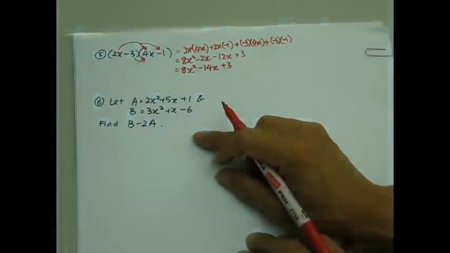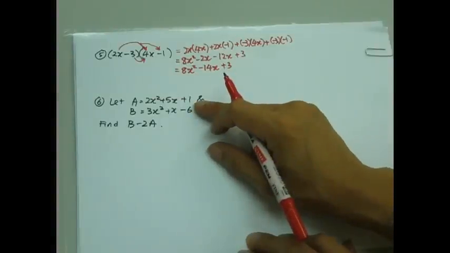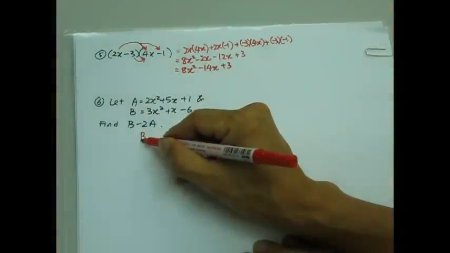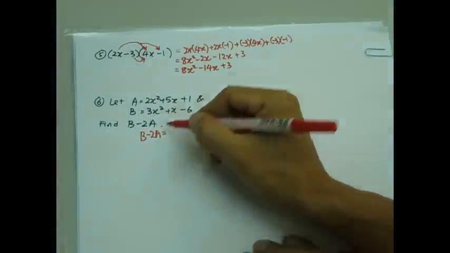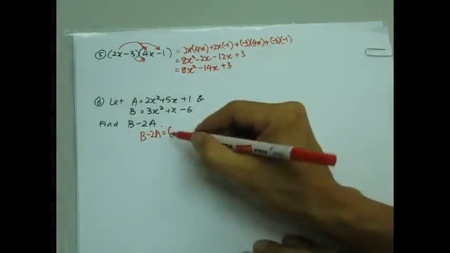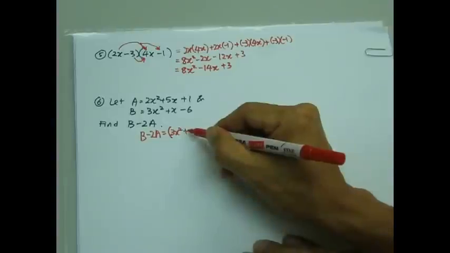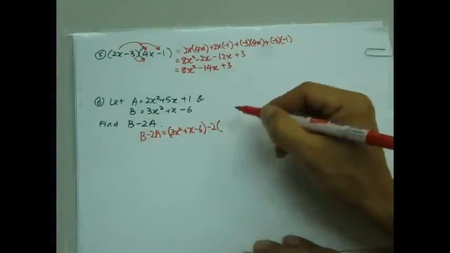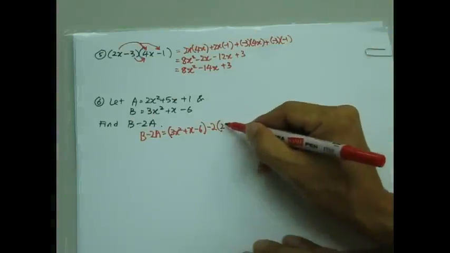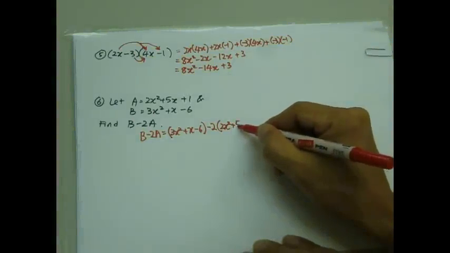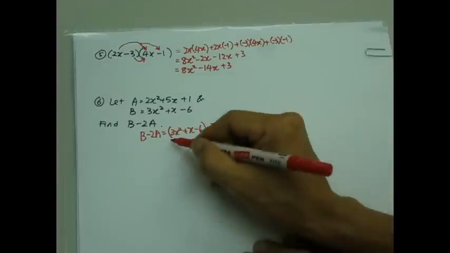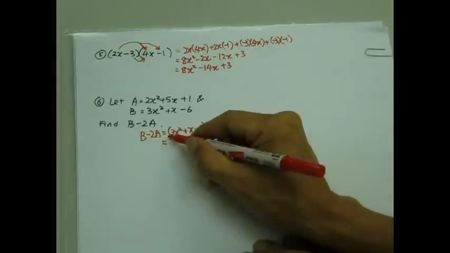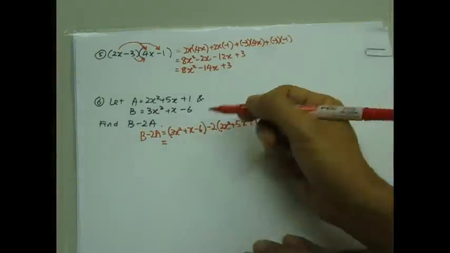So here, alright, A is given as this quadratic expression, B is another quadratic expression. I need to find B minus 2A. So you can write B minus 2A, and for B I'm going to use a big bracket, 3x squared plus x minus 6, and then minus 2, another bracket, and inside this bracket I'm going to put A, which is 2x squared plus 5x plus 1. Now I'm going to open the bracket, so this is basically everything in here times 1 outside the bracket. It can be on the left hand side or the right hand side, doesn't really matter.